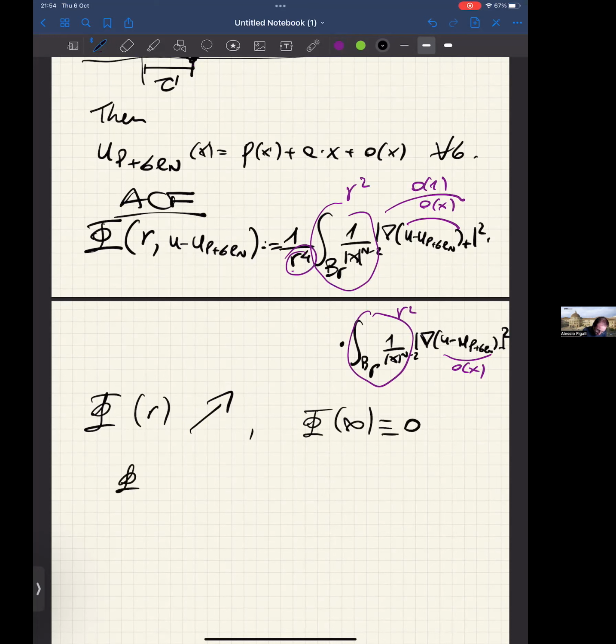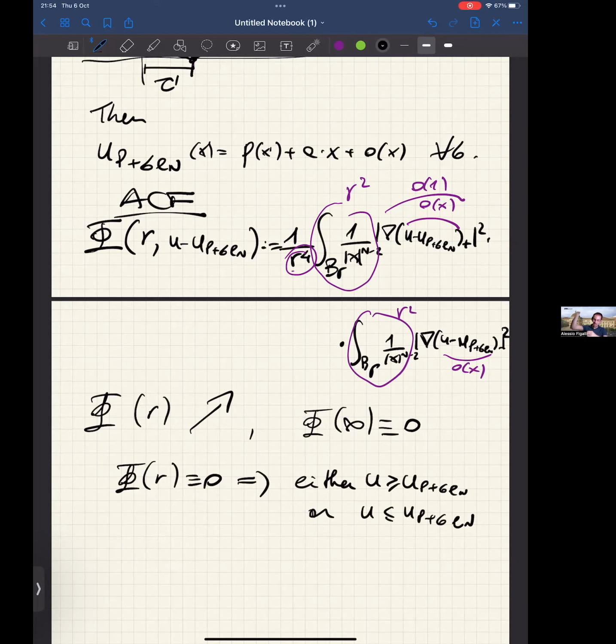So this means that phi of r is identically 0, which means that the integrand must be identically 0, which means that in fact, either the positive part or the negative part is identically 0, which means that either u is greater or equal than u of p plus sigma n, or u is less or equal than u plus sigma n for every sigma. And now you just take sigma very, very large, and you prove that there is one case where for sigma very large, one inequality is true.